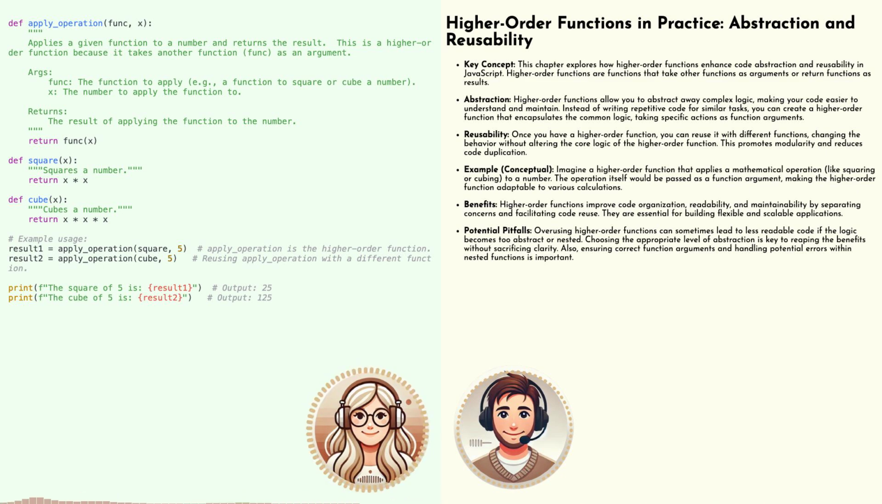Map takes 2 arguments, the list of numbers and another function that defines the operation we want to perform. Okay. Map then applies that operation to every number in the list and returns a new list with the results. Cool. So the magic is that we can pass different functions to map to achieve different outcomes without having to write repetitive code. Exactly. That's the beauty of higher order functions.